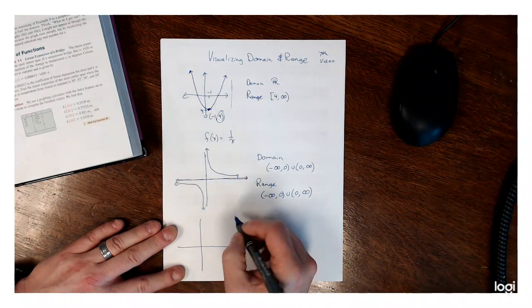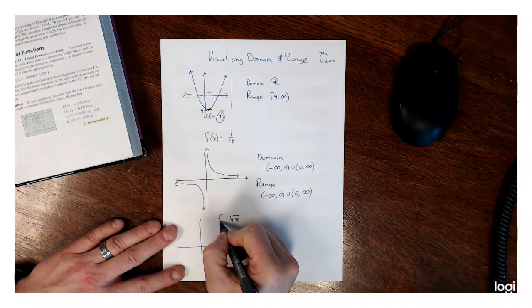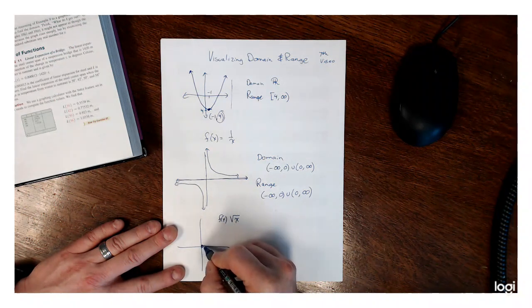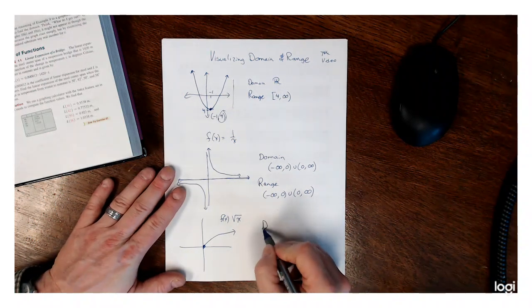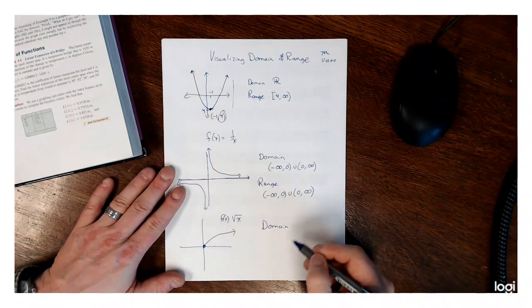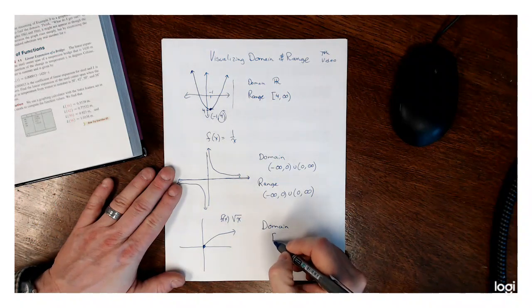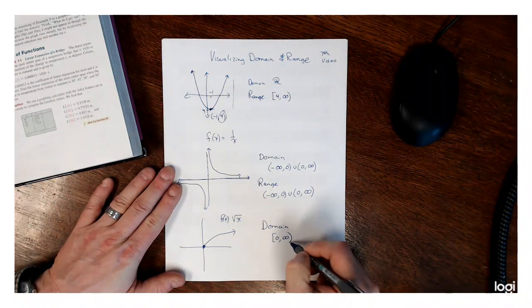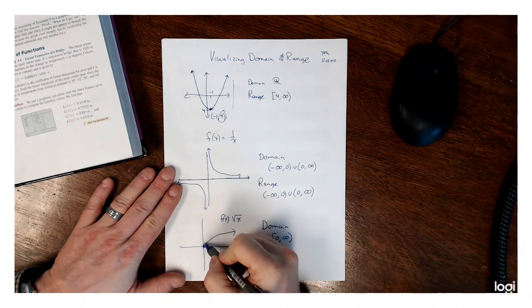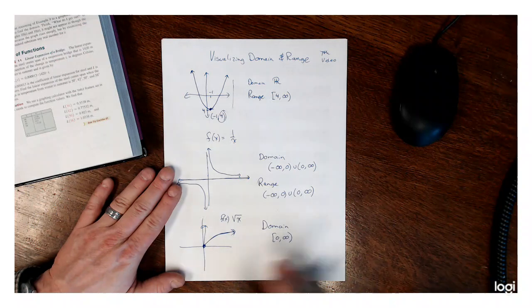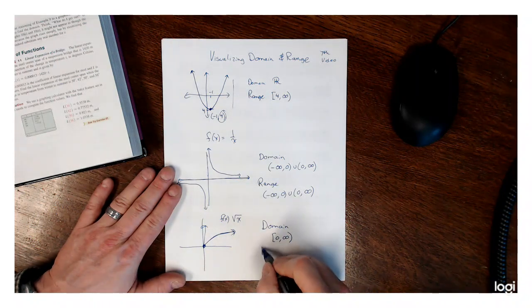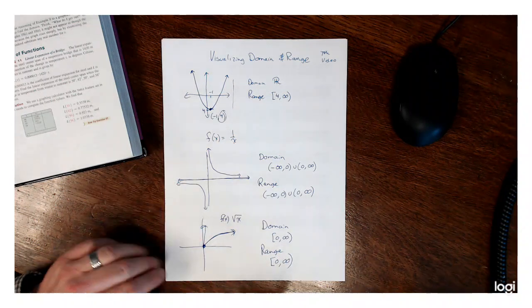Let's say I looked at a square root function. It's going to look something like this. My domain here, as we discussed in the previous video, goes from 0 to positive infinity, but we can also see that the range here goes up, doesn't level off, increases without bound. So then our range is also going to be from 0 to positive infinity.